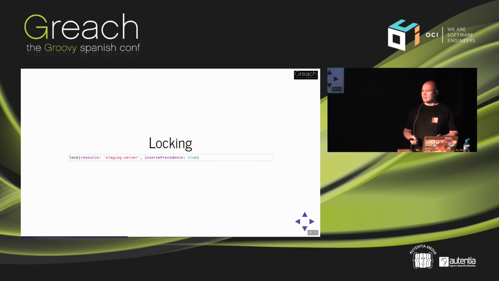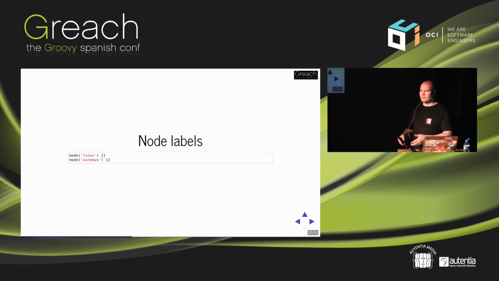You have locking, so in case you have some kind of element that you need to make sure no one else is messing around with. It's also really easy to define the lock. It says, all right, I want the staging server to be mine and no one else's. I mentioned you can put in node labels, and that's really powerful if you have different build environments. If you have something for Mac, something for Linux, something for Windows, then it makes sense to define which type of node I want the job run on.